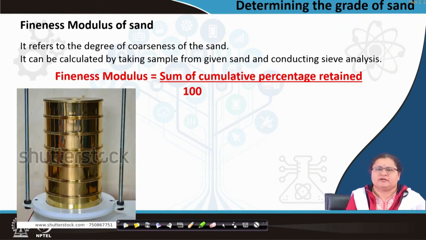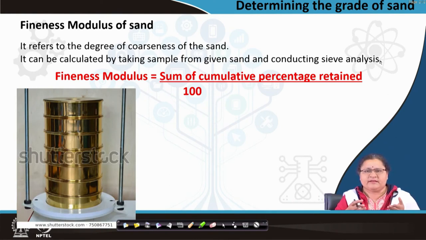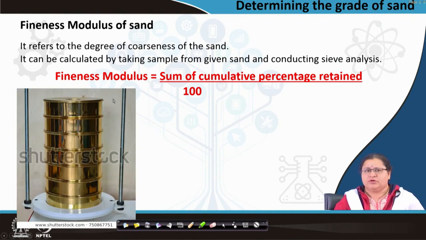So, this method is called sieve analysis. It can be done by taking a sample from the given sand and conducting sieve analysis. As for brick, out of 1000 bricks you can take a sample of 6 to 8 bricks and do the testing. Here you need to take maybe a kilogram or 2 kilograms of sand and pour it in this first top tray. So, in this top tray the entire sand is received and then it is shaken. Gradually it trickles down, and whatever is retained, you can actually collect the mass.